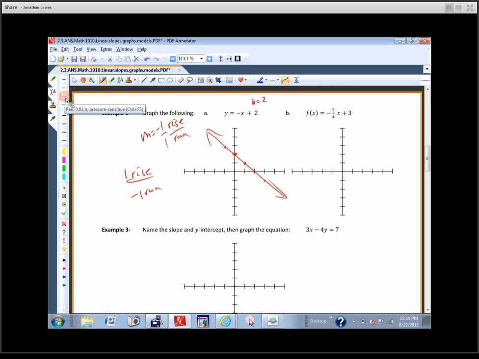Up from left to right or down from left to right? Should be down because it's negative, right? And it crosses at 3. So it should be right here, crosses at 3. And then we'd go down 3, run 4. If we did the opposite, we'd go back 4 and up 3. Notice how they line up. Draw the line, extend it, and we're all set to go. Pretty easy. Any questions? All right.